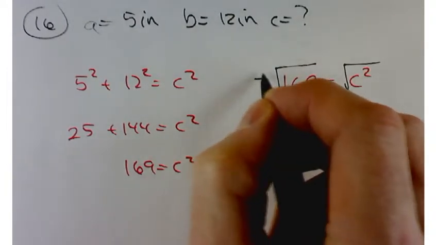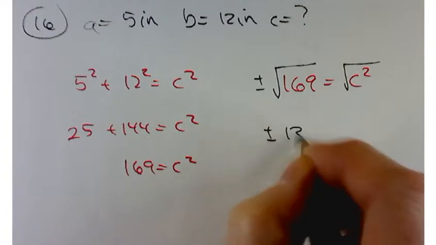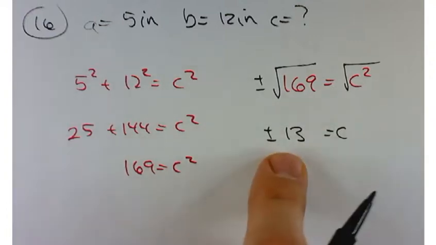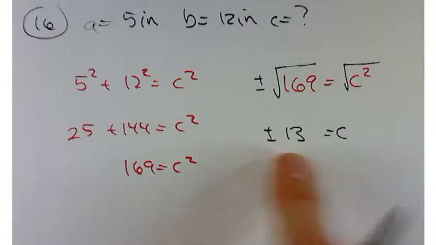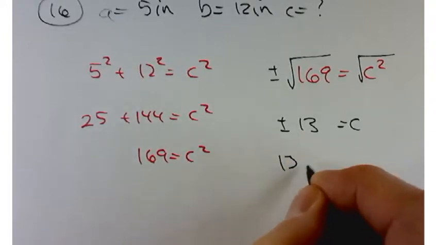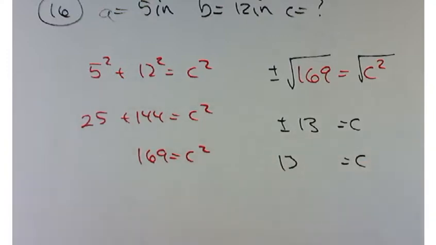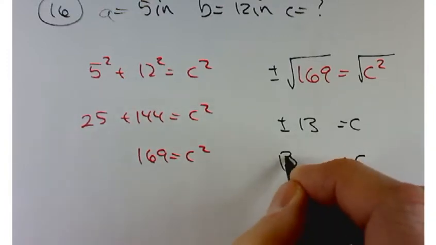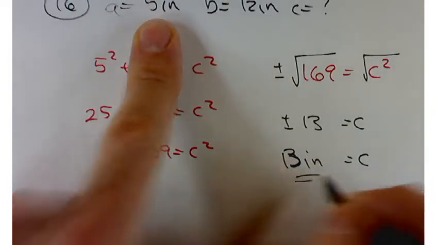Now, technically, there's a plus or minus square root because there's two numbers that you could square to get 169. You could square positive 13 or you could square negative 13. What's wrong with an answer of negative 13 here in this case? Yeah, you can't have something that's negative 13 inches long. So, thanks, Jared. In this case, C equals 13, but please don't put just 13. It's 13 inches. And I do want to see the units, please.